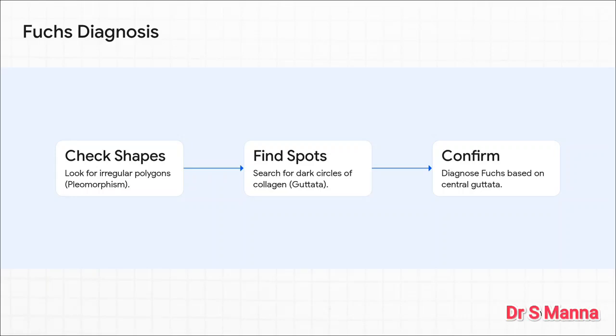Step 3, if you find central corneal guttata accompanied by those morphological changes, you can confidently confirm the clinical diagnosis of Fuchs endothelial dystrophy. By strictly following this mental checklist, you're going to be able to instantly spot the warning signs on any scan that comes your way.